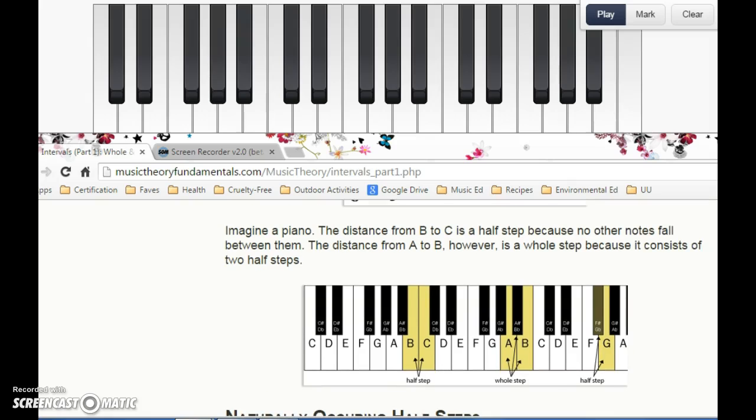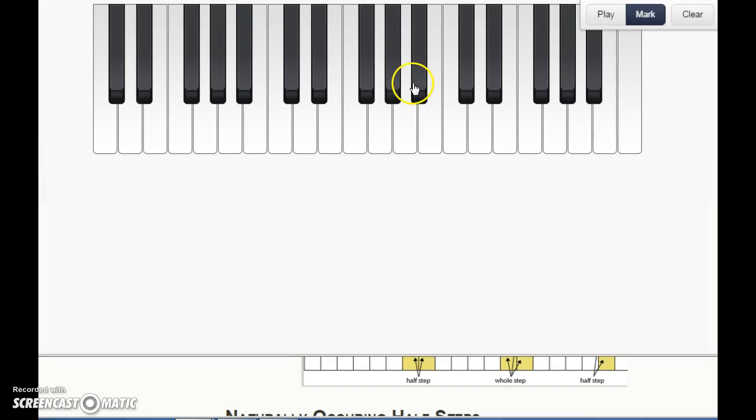Imagine a piano. The distance from B to C is a half step because no other notes fall between them. They show you that right here. So from B to C is just one key in one direction, which means it's a half step. So if you look at my piano up here, from B to C is the key right next door. That means that it's going to be a half step.